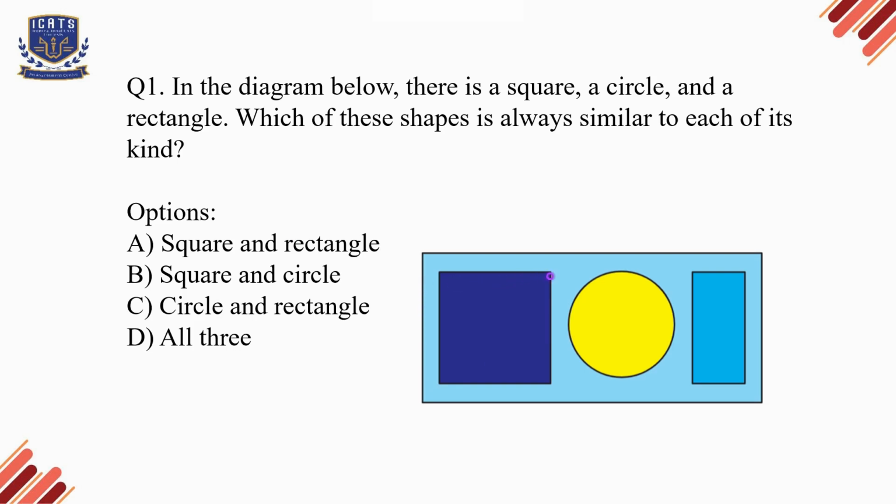So we know that all squares are always similar because a square has the same angles and all the lengths of a square are always of the same size. The size of squares may vary, but the shape will always be similar. If we discuss a circle, again the size may vary, but the shape of the circle will always be similar. But not all rectangles are the same, because different rectangles can have different length to width ratios. So we will select square and circle, which is option B.